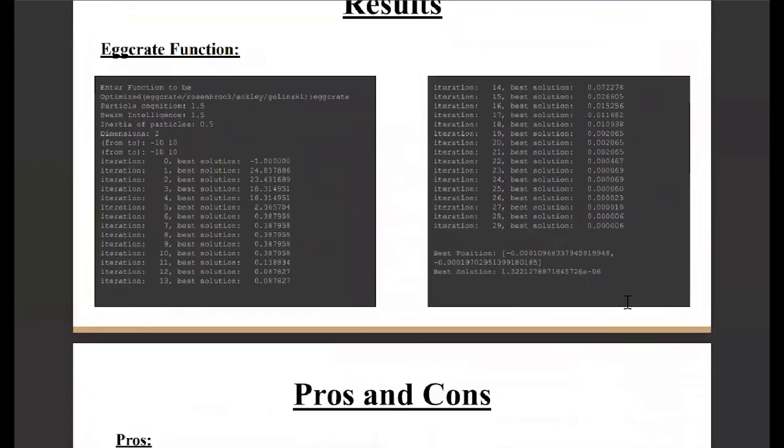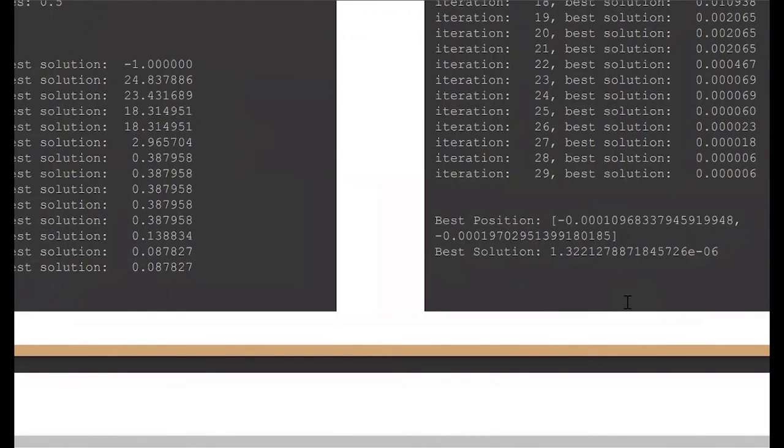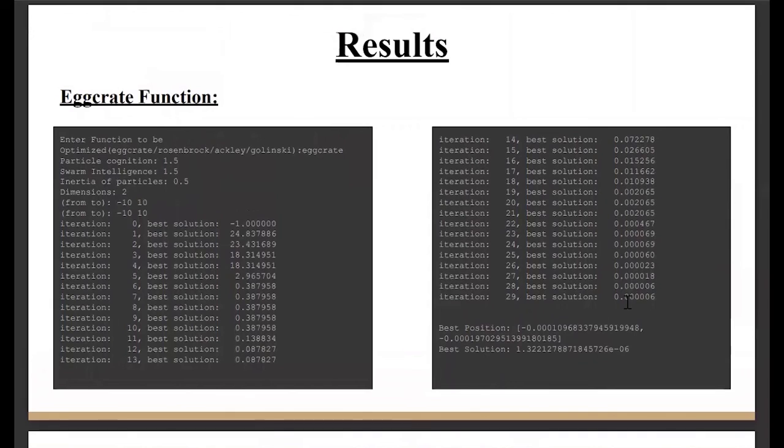And for the Ackley function, our best position is at minus 0.0010 and minus 0.0019, and the functional value is 1.322. So I guess this is still close to the global minima, because as you can see, the global minima is obtained at 0, almost like 0, 0, and the best solution is 1.3, which is not that far from 0. So yes, these are the implementations of our objective functions that we have used.